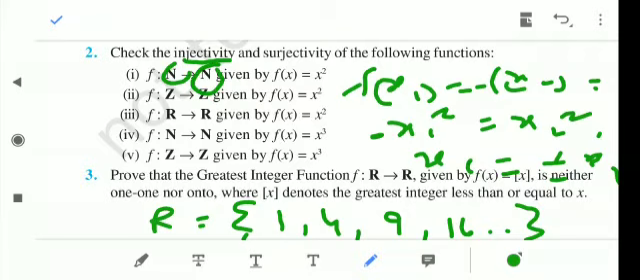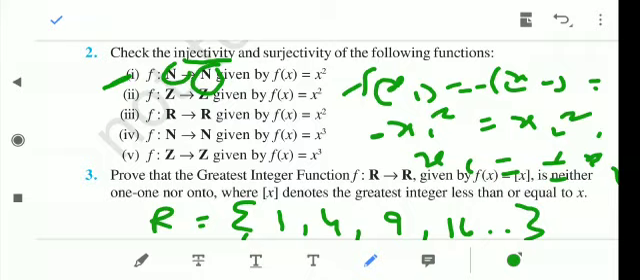So here the range is not equal to the codomain of the function, that is, each and every element of the codomain does not have a pre-image in the domain. Therefore this function is not a surjective function. So the first part of this question is neither injective nor surjective.